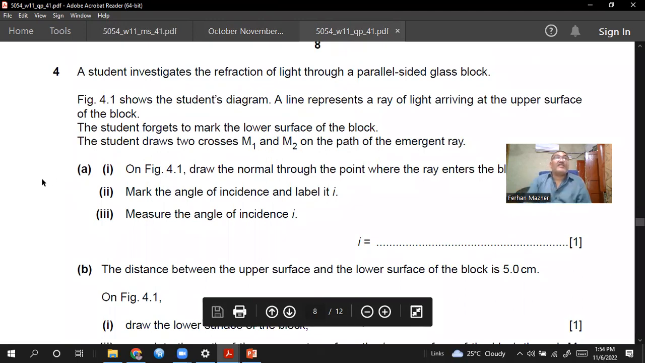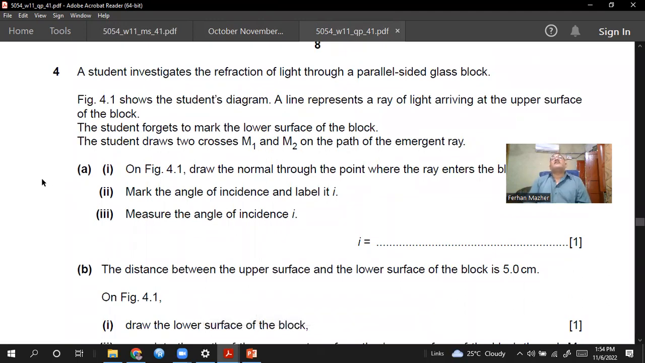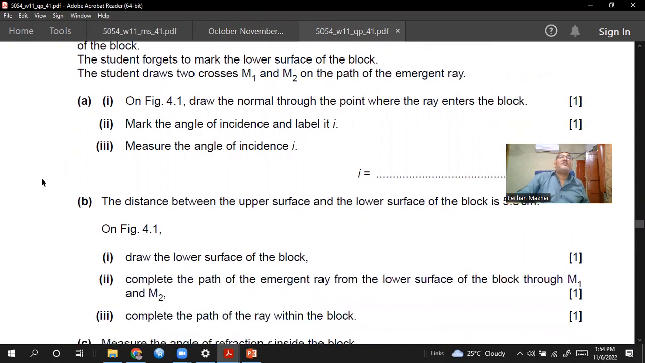A student investigates the refraction of light through a parallel-sided glass block. Figure 4.1 shows the student's diagram. The line represents a ray of light arriving at the upper surface of the block. The student forgets to mark the lower surface of the block. The student draws two crosses, M1 and M2, in the path of the emergent ray. On figure 4.1, draw the normal through the point where the ray enters the block.